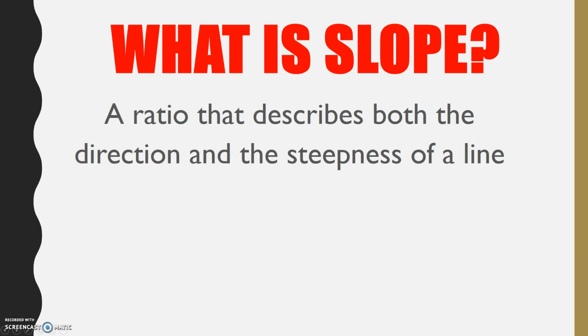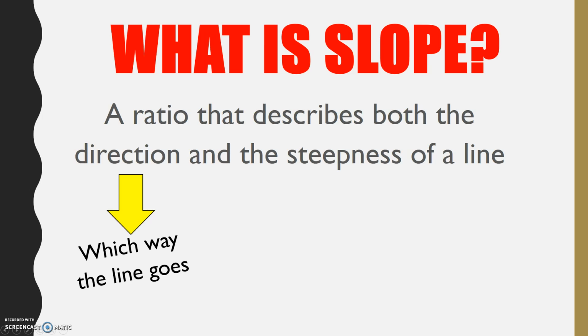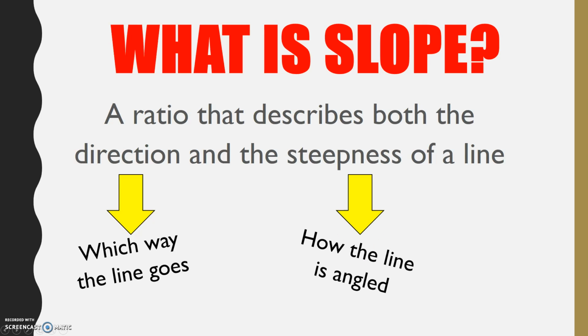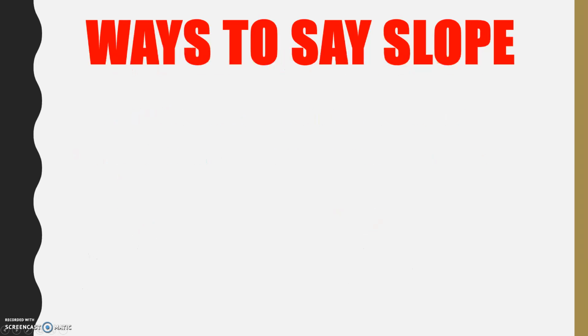Well, slope is a ratio that describes both the direction. In other words, it's telling us which way the line goes. Is it heading upwards from left to right, or is it heading downwards from left to right? And the steepness of a line. So how the line is angled. Is it going to be going straight up, really hard for us to like walk up a hill, or is it going to be really easy for us?